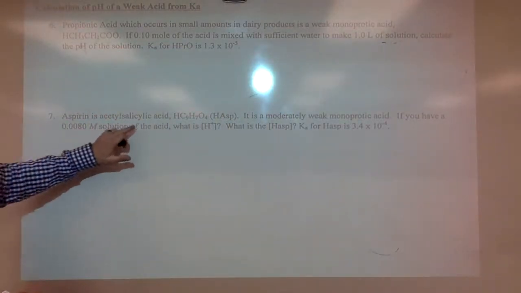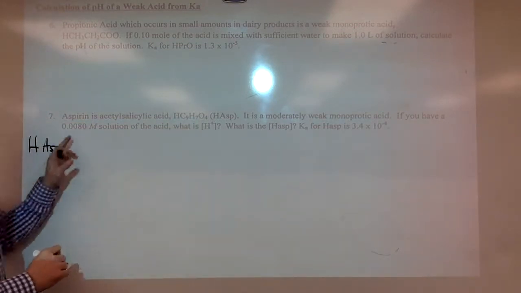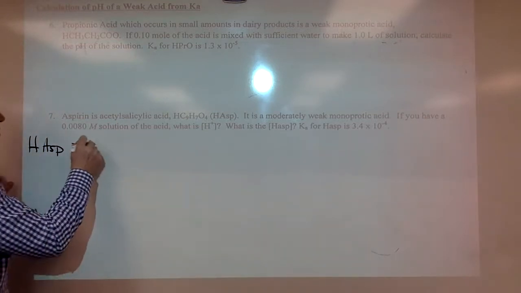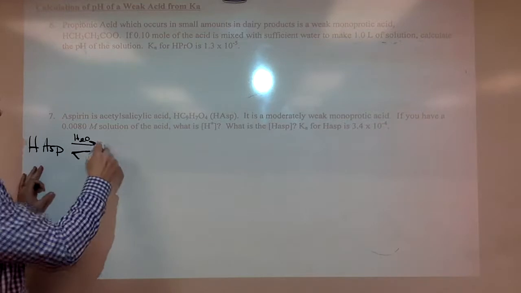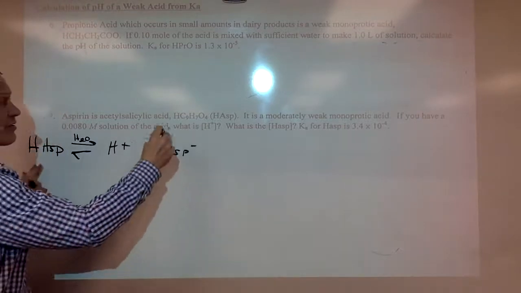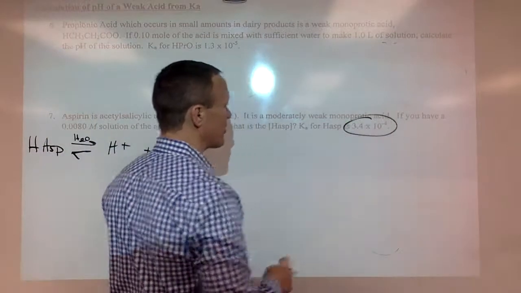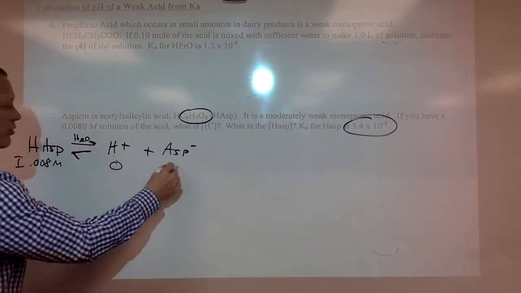Another one here. So we have this weak acid. I'll write it as just H-Asp. It's acetylsalicylic acid, which is in aspirin. So if we put that acid in water, it partially dissociates. It does dissolve completely, but it partially dissociates into H plus ions plus this conjugate base. Again, the conjugate base would be that anion, that negative ion. It tells us the K value right here. So again, we can do the same thing. This is 0.008 molar initially, 0 molar, 0 molar.